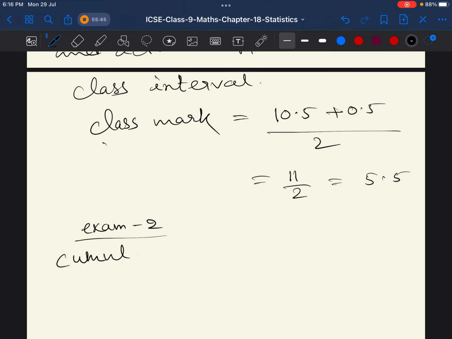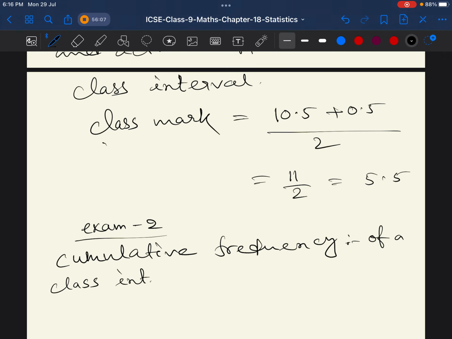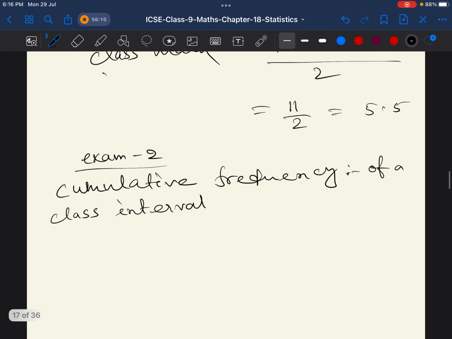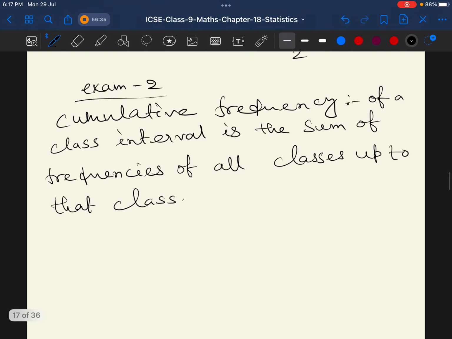So what is cumulative frequency? The cumulative frequency of a class interval is the sum of the frequencies of all classes up to that class.